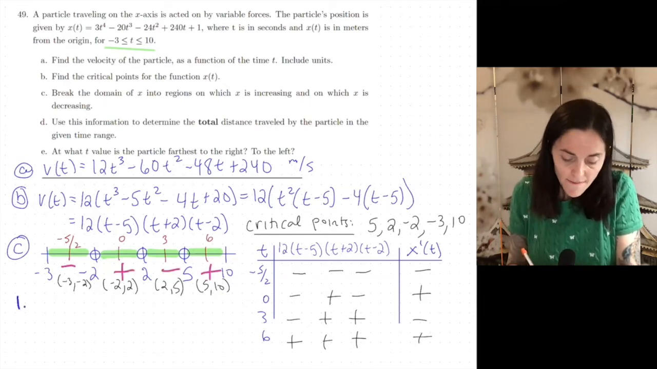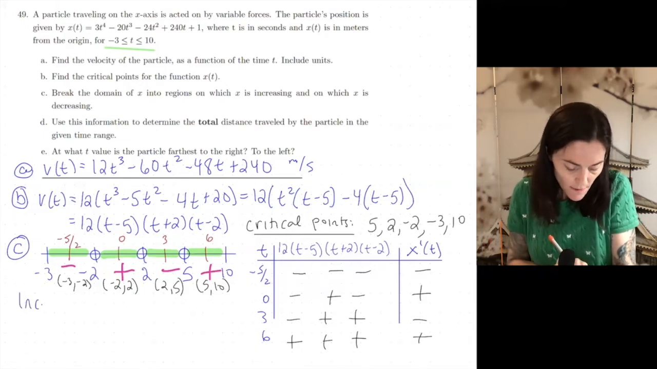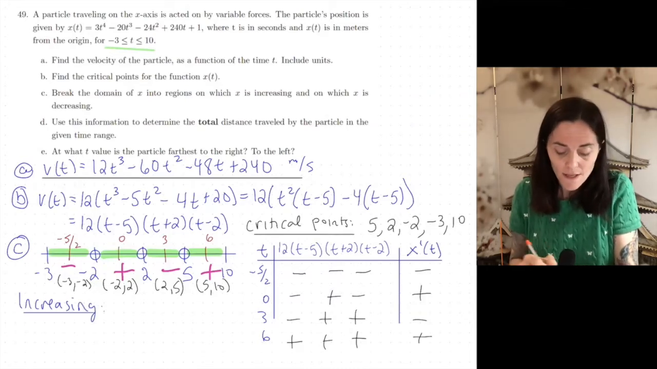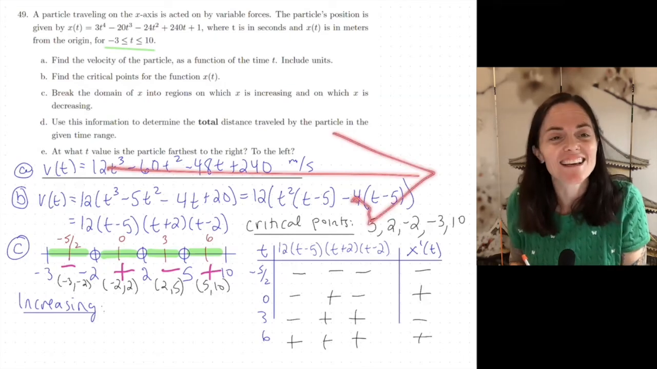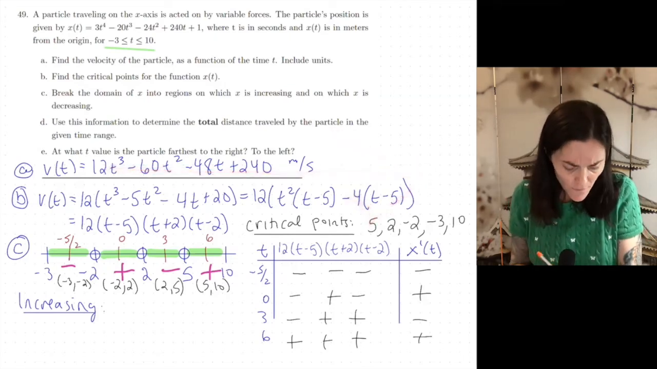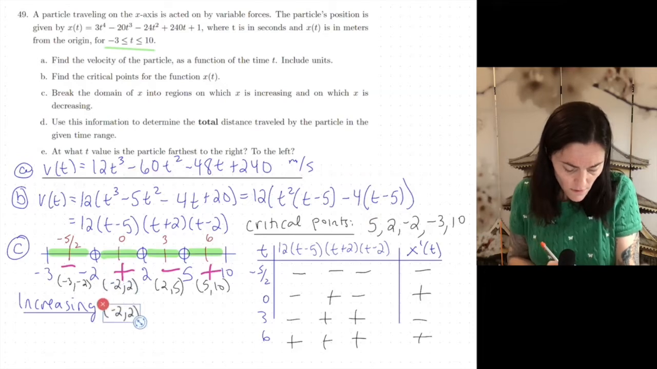This means my function x of t is increasing. And increasing here is motion along the x-axis. So increasing means you are traveling in this direction, right? But increasing, everywhere we see a plus, which is this interval and this interval.